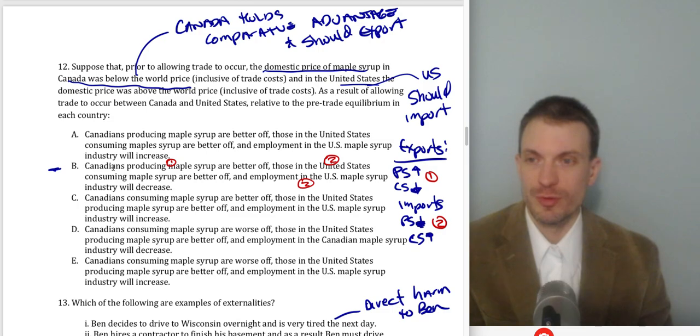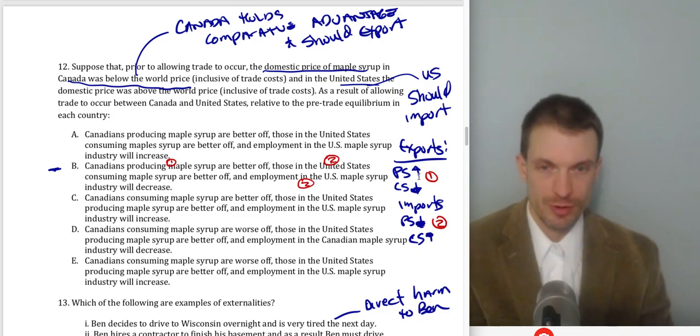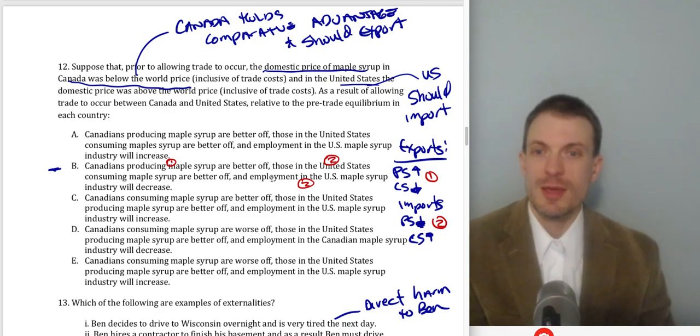This is consistent with B. Canadians producing maple syrup are better off. Producers are better off, right? They're the exporting country. Producer surplus rises. Those in the United States consuming maple syrup are better off, right? This is the importing country. Consumer surplus rises. Employment in the U.S. maple syrup industry decreases. Well, producer surplus fell in the importing country. So that's what happens there.